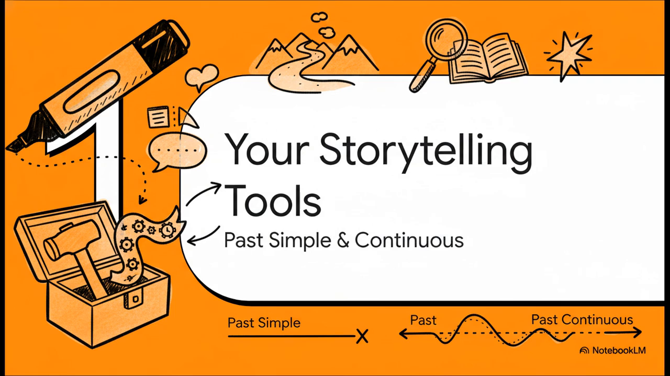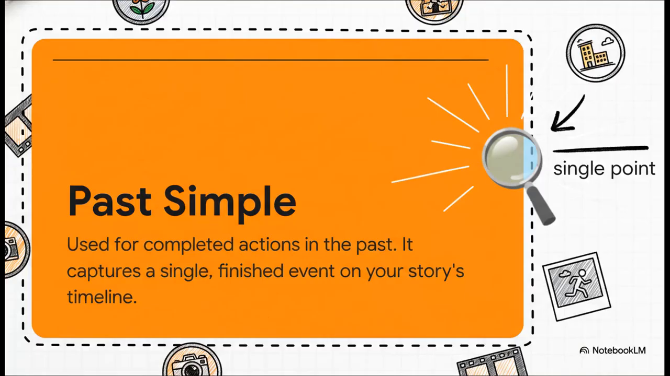So, the two tools we're talking about are the past simple and the past continuous. I want you to think of them like two different camera lenses you can use to look at the past. Knowing which one to grab and when, well, that's what makes a story compelling instead of just confusing. First up, we've got the past simple. This is your snapshot tool. It's like taking a picture of a single finished action. It happened, it's over, it's done. It's just one complete point in your story's timeline.